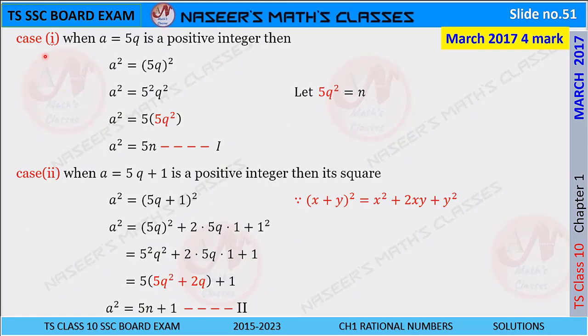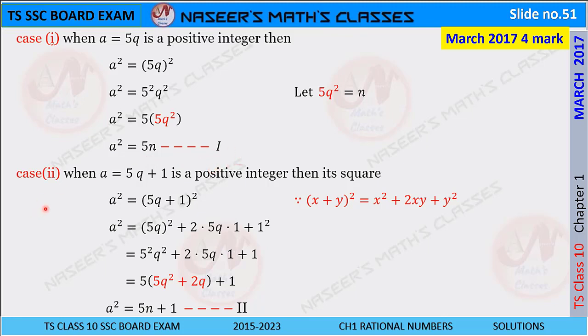When a is equal to 5q, a positive integer, then the square of it is written as a square is equal to (5q) whole square. Here (5q) whole square is written as 5 square q square. And we can write 5 square q square as 5 times 5q square. Let 5q square be equal to n. Then we can write it as a square is equal to 5n. Let this be another equation.